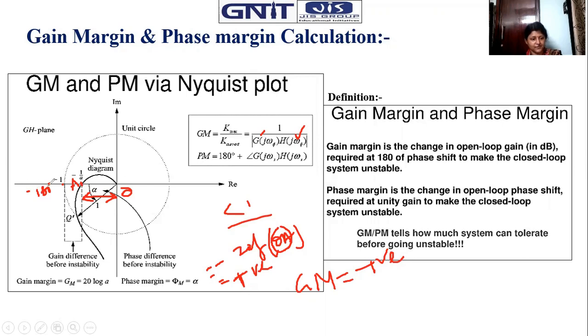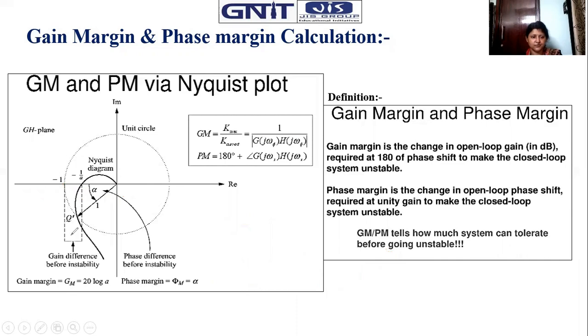Okay, let's move on. Now, after getting the stability declaration, what will be its characteristic parameters? GM and PM you can calculate. How to calculate? It's very simple. See, it was done in the polar plot, where GM means 1 divided by |G(jω_pc)|, where ω_pc is the phase crossover frequency. That means we need to find the phase crossover frequency, and then find the magnitude at the phase crossover frequency.